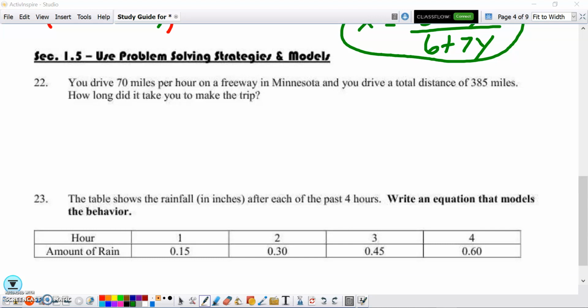Hello, ladies and gentlemen. Section 1.5, use problem-solving strategies and models.